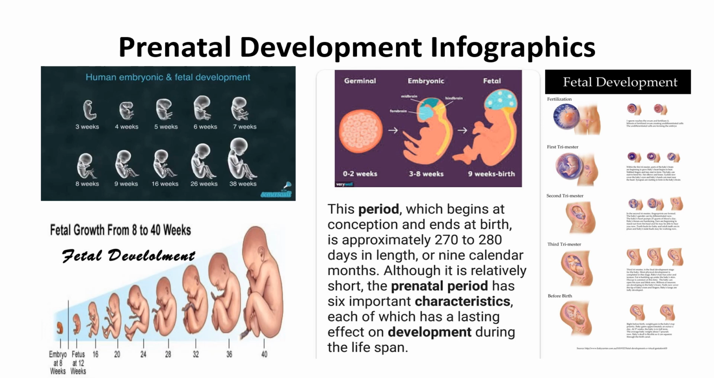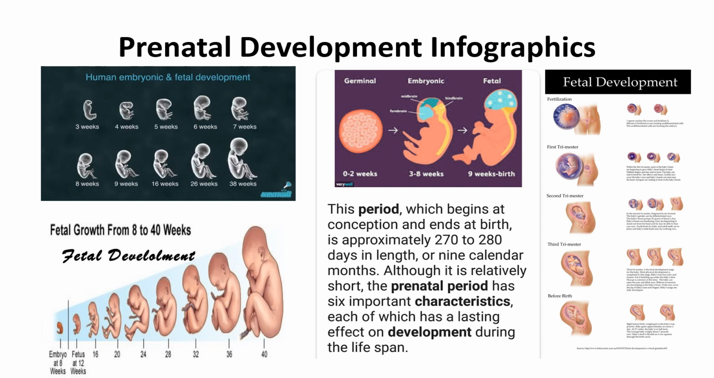This slide, take a little bit of time to look at, shows some different infographics. Infographics are just pictures that people have made that help us to understand a concept. Up in the upper left is human embryonic and fetal development, showing what happens between 3 and 38 weeks. Down below is the embryo fetus, and then all the weeks up to 40 weeks, showing you how the baby's size increases gradually over that time.